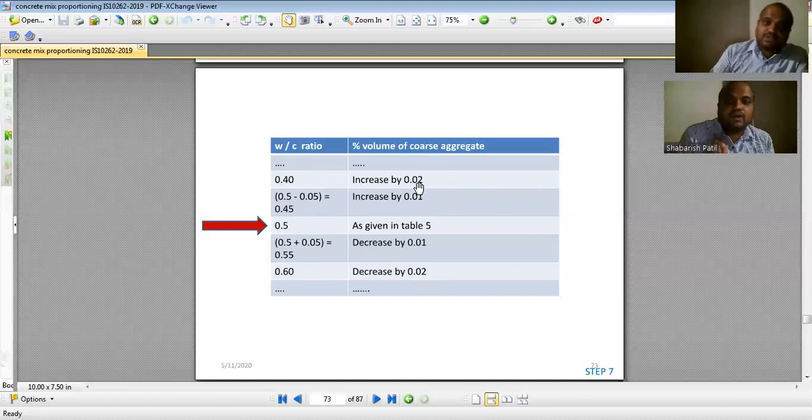Now there is another question you may ask. What if my water cement ratio is in between, like 0.5 and 0.45? Say I am adopting 0.47, then which value do I have to use? What you can do is preferably go with interpolation, or else you can round off the value and use the nearest percentage of volume of coarse aggregate. My suggestion is it's better you go with interpolation, or else 0.47, if you round it off, may be nearer to 0.45, so you can do it this way.